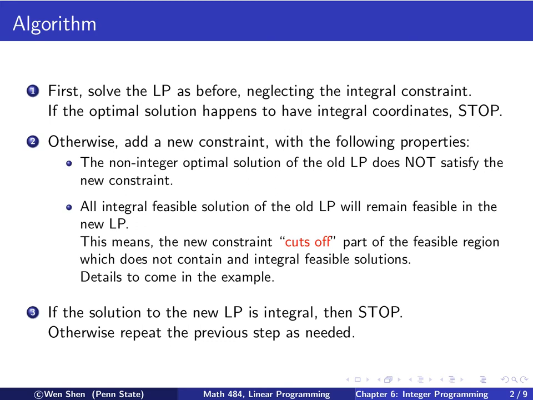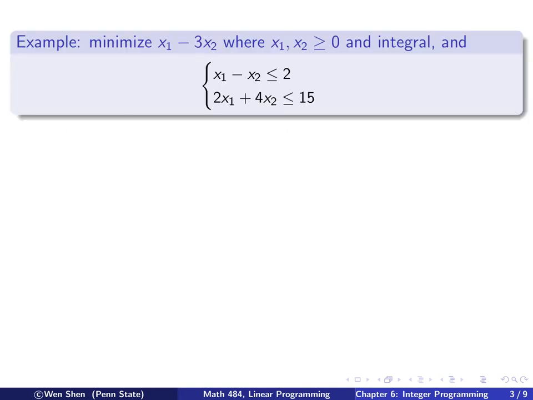Then you solve the new LP problem with the additional constraint. If the solution is integral, then stop, you're done. If not, then you repeat the previous steps as needed. Okay, let's take a look at an example. So here is our example. We want to minimize this function with integral variables, and here are the two constraints.